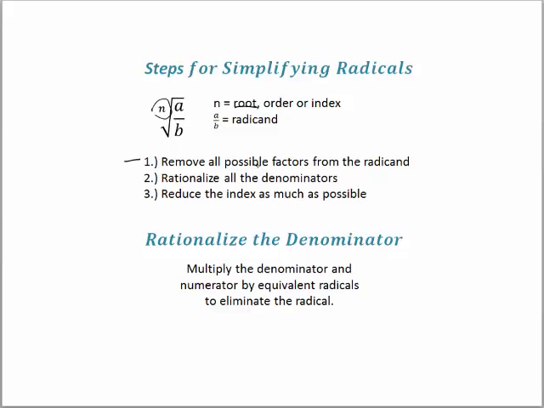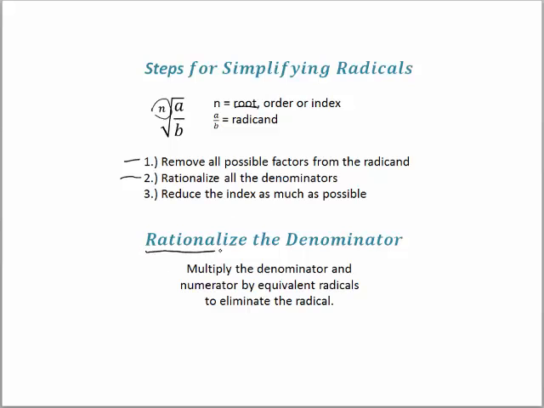First, we remove all possible factors from the radicand. So anything we could take out, we take that out from the very beginning. And then here's our new term. Rationalize all the denominators. That's what we're going to learn in the rest of the video. Reduce the index as much as possible.